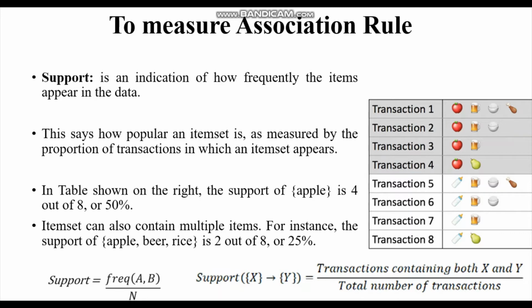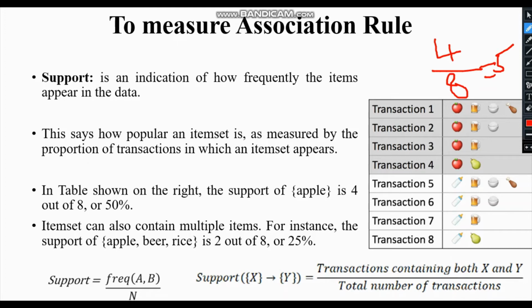The first measurement is called support. Support is an indication of how frequently an item appears in the data. It says how popular an item set is, as measured by the proportion of transactions in which an item appears. If you look at the transactions in the table, how many times has apple been purchased? 1, 2, 3, and 4. Four apples were purchased out of a total of 8 transactions. So you calculate this as 4 out of 8, which is 50%.